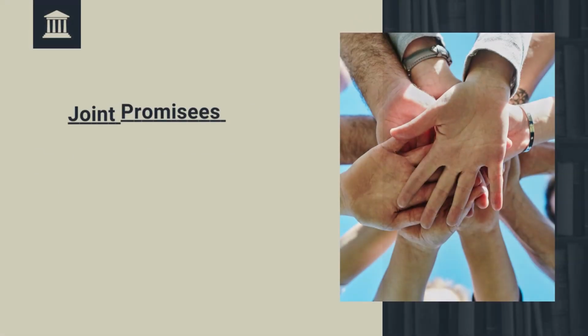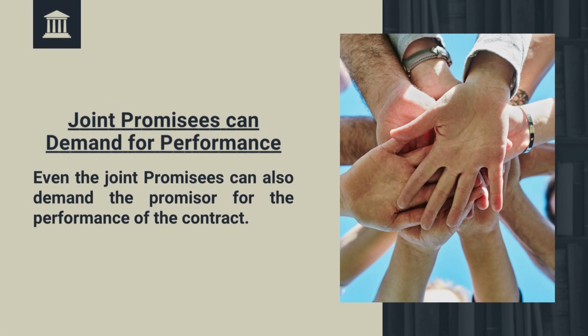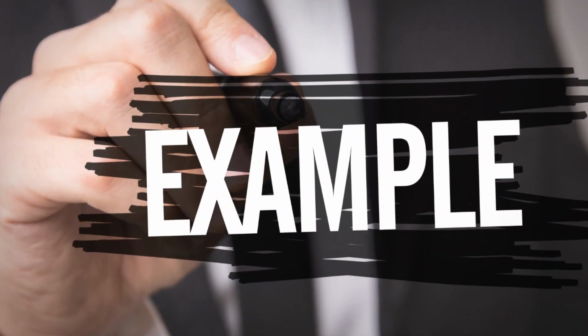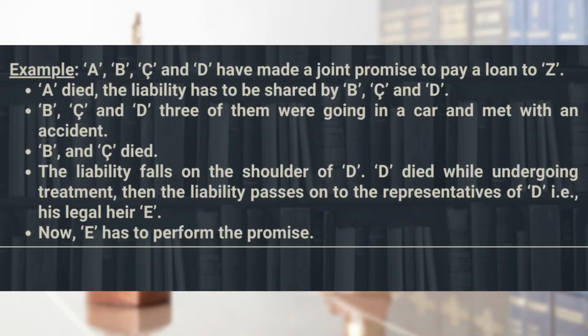Then performance of joint promises. Performance of joint promises means what? Let us assume that there are 4 people, A, B, C and D.